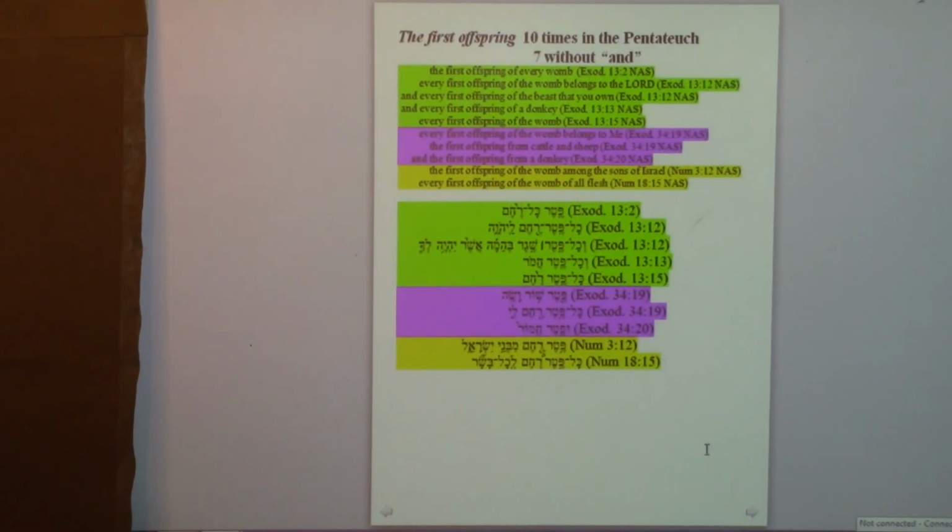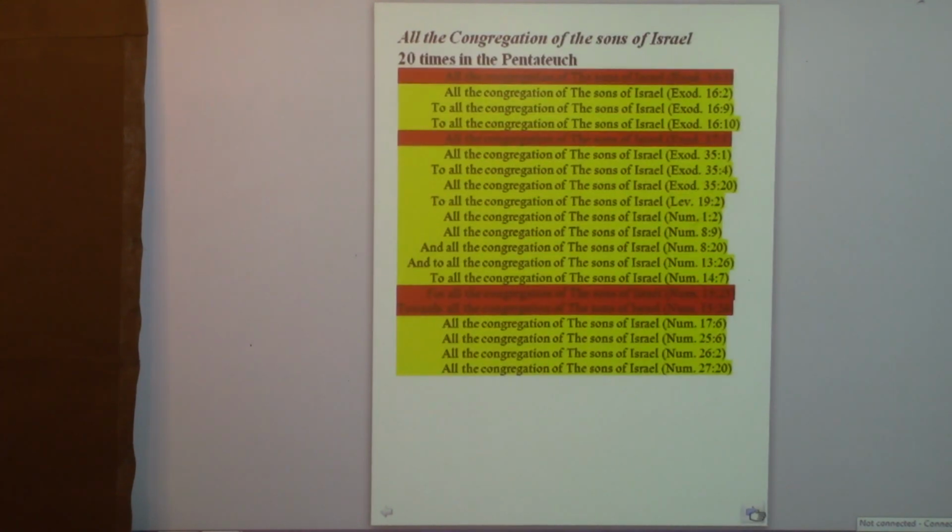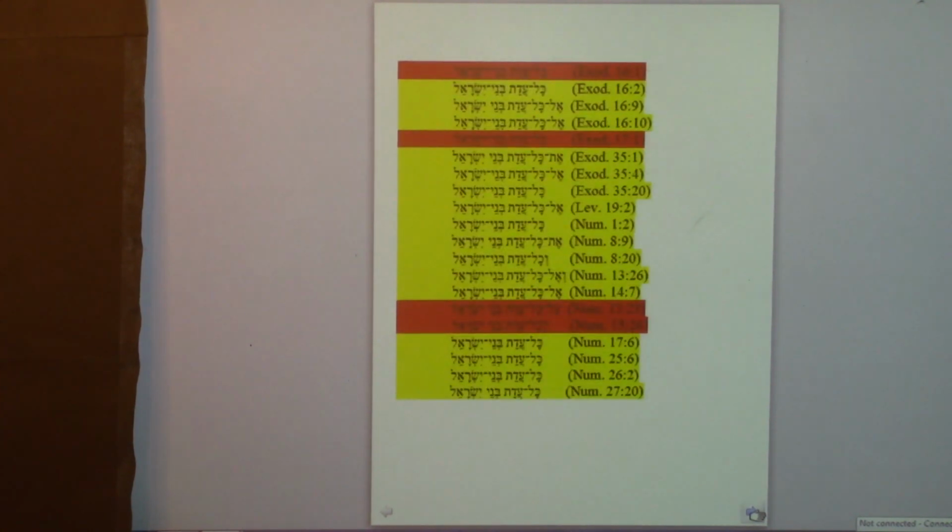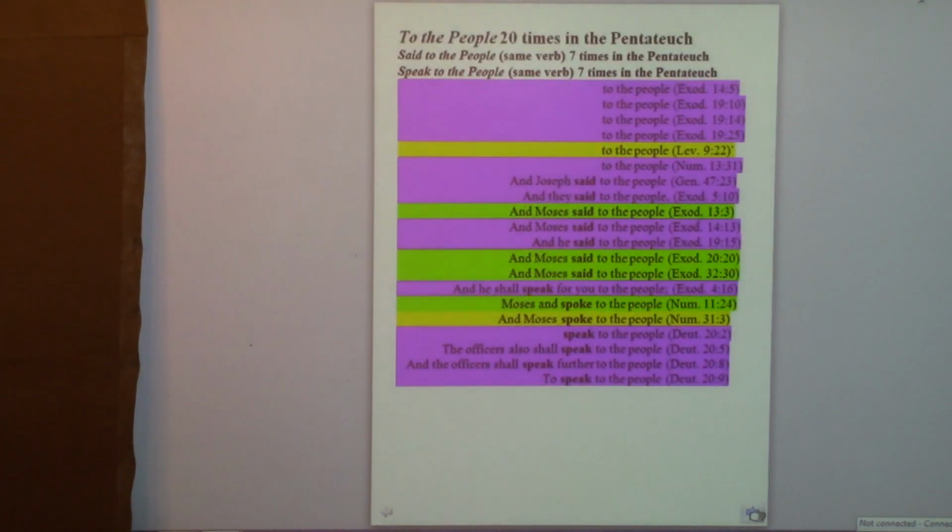The first offspring, 10 times, and without "and," 7 times. Or Vav would be without "and." All the congregation of Israel, 20 times in the Pentateuch. To the people, 20 times in the Pentateuch. And there you see the various subsets. Said to the people, that's 7 times. Speak to the people, that's 7 times, all within the 20.